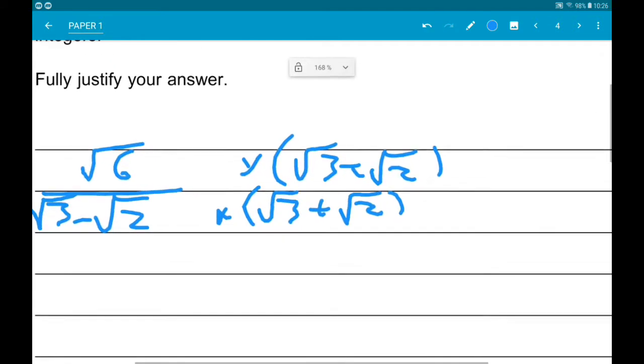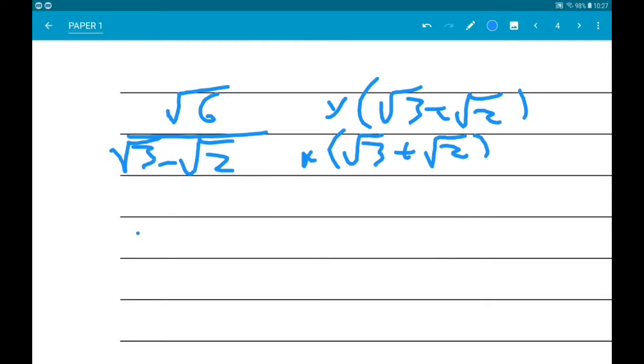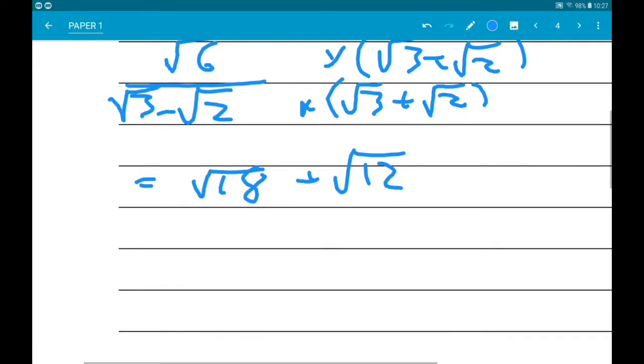So on the top, root 6 times root 3 is root 18. Root 6 times root 2 is root 12. Now on the bottom you get first term squared minus second term squared, so that's just 3 minus 2, which is 1. So now we just need to simplify each of these surds.